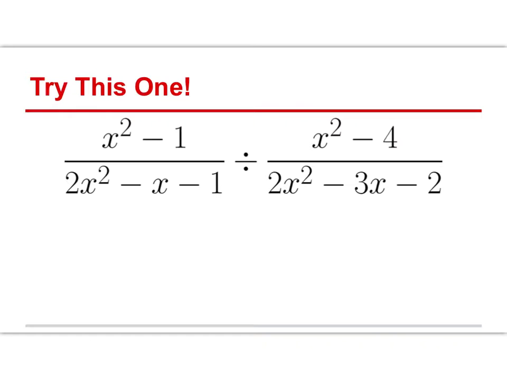One more time, and this is all you, and yeah, I threw in some extra fun factoring here. We have x squared minus 1, so we have a difference of squares, over 2x squared minus x minus 1, and we're going to divide that rational expression by the rational expression x squared minus 4 over 2x squared minus 3x minus 2.